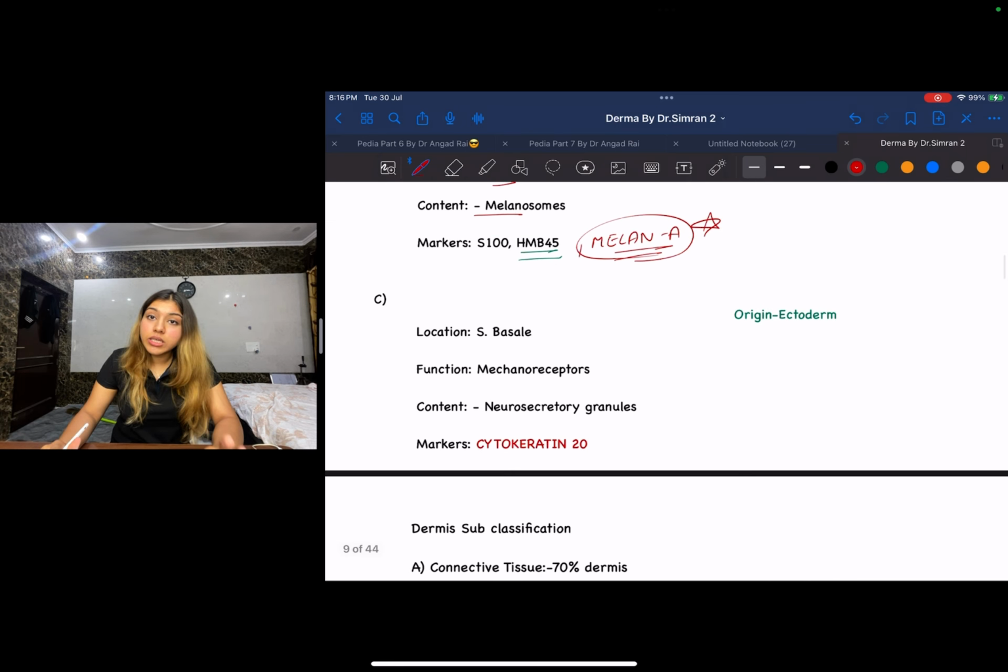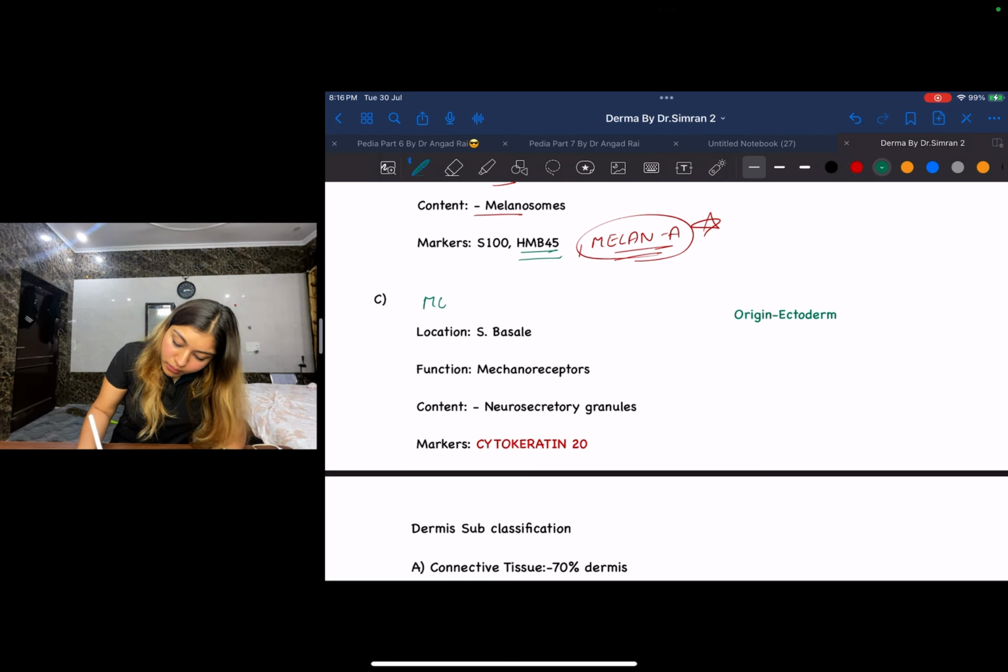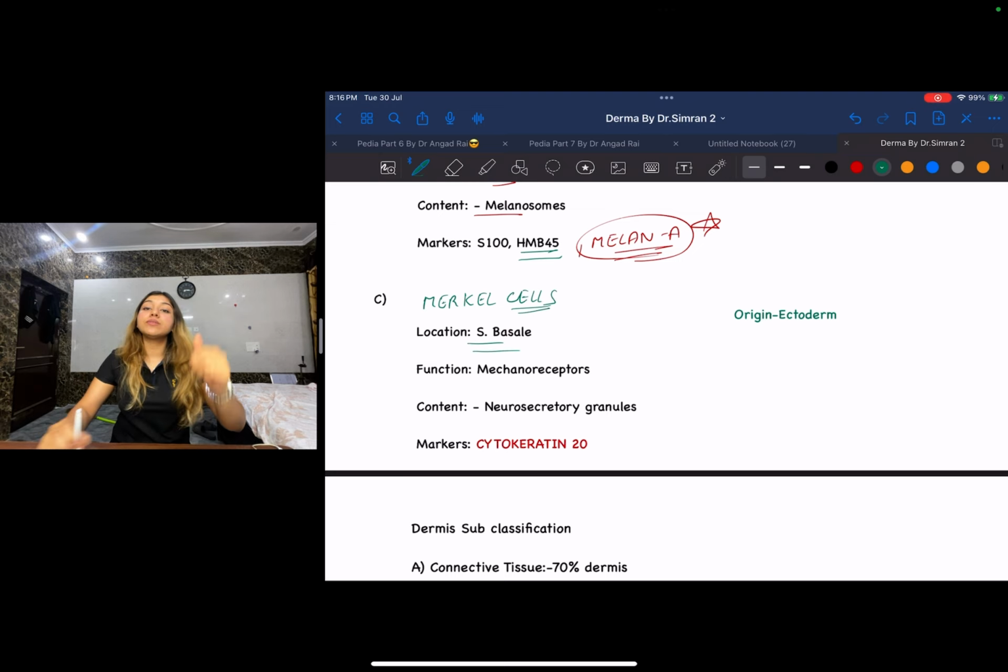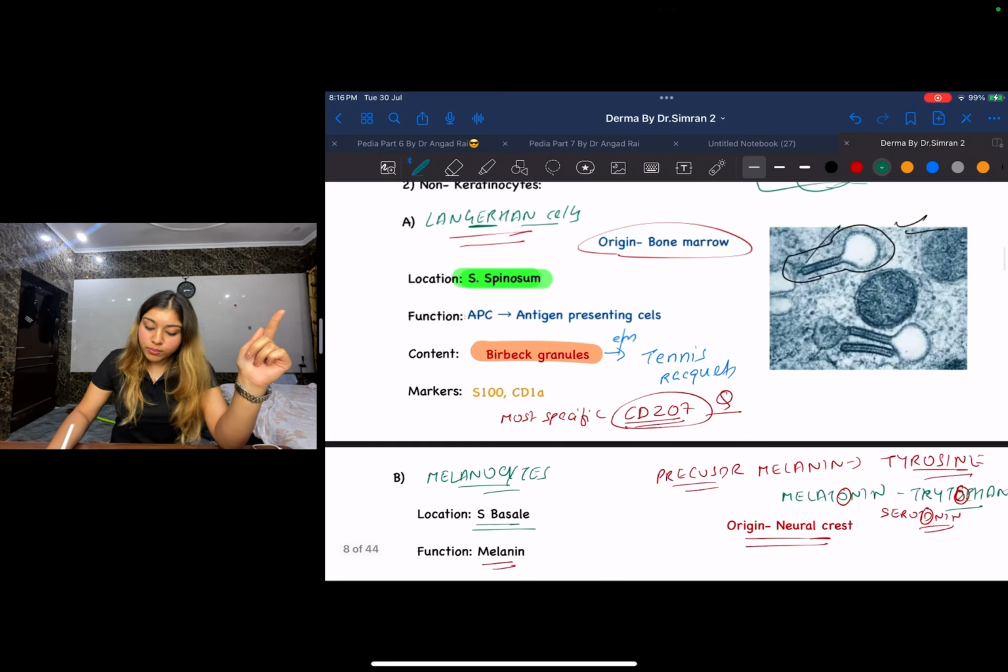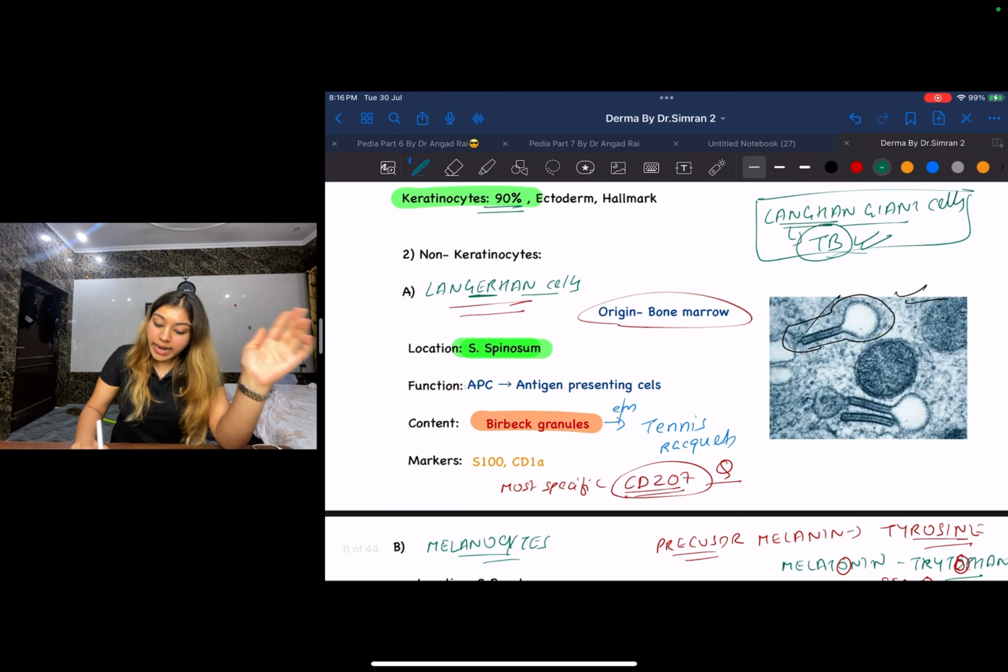Let us move on to the third cell. The third cell is going to be your Merkel cells. Again, location is going to be stratum basale. So guys, we already know melanocyte and Merkel, MM, they will have stratum basale as their location, whereas Langerhans cells come from your stratum spinosum.